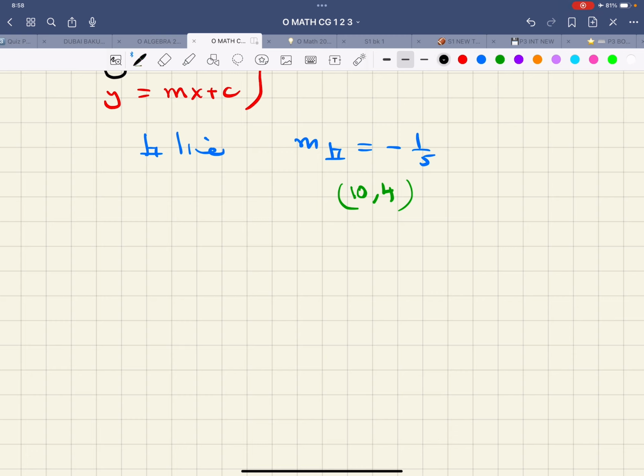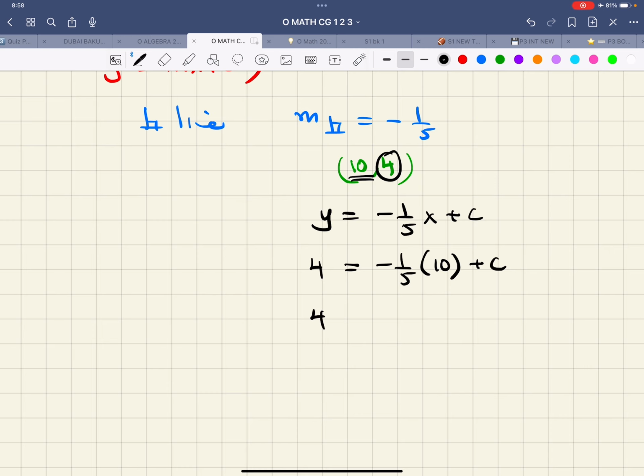So first of all, write down y is equals to negative 1/5 x plus c. Instead of y, write a 4. Instead of x, write a 10. So this is minus 1/5 times 10 plus c. And go very easy. Go step by step.